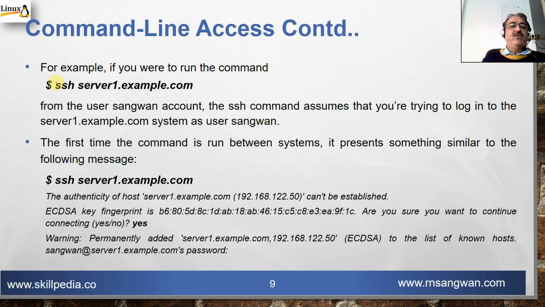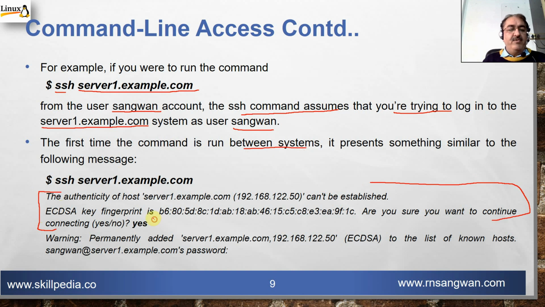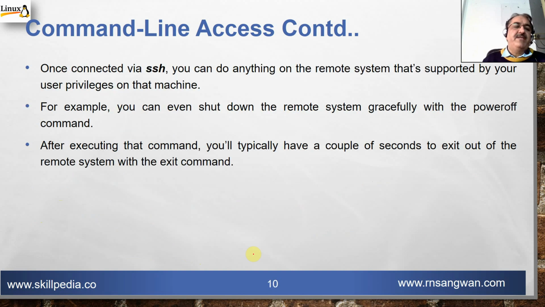For example, if you were to run the command ssh server1.example.com from the Sangwan user account, the SSH command assumes that you are trying to log into the remote server, that is the server1.example.com system, as user Sangwan. The first time the command is run between the systems, it presents something similar to this kind of message, the authenticity message, which I showed you. You have to type the answer yes, and then it will ask you the password. You supply the password and you get the prompt, and you are working on the machine.